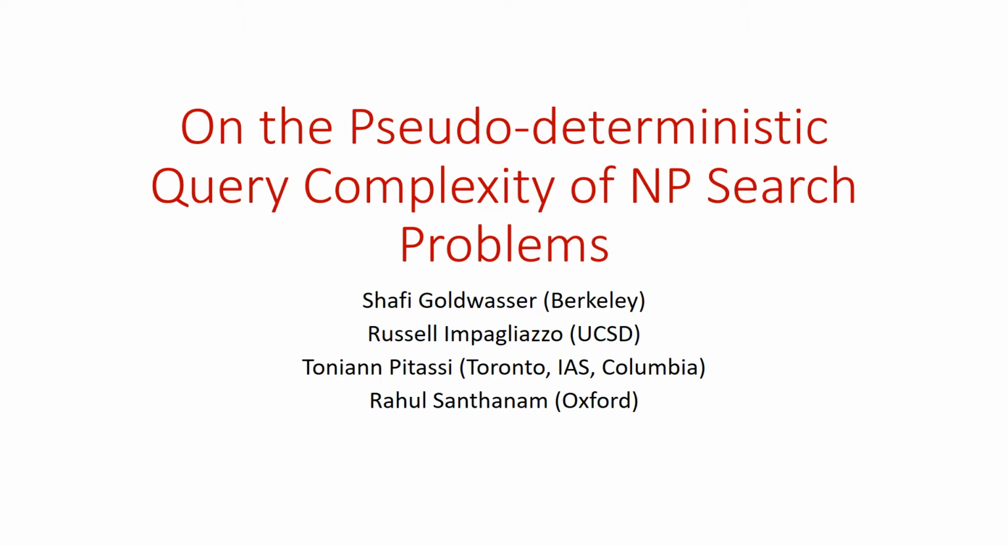So the title of the talk is probably mostly familiar to all of you who are complexity theorists, except perhaps for the term pseudo-deterministic. The terms query complexity and NP search problems are probably quite familiar to you. The term NP search problems means something slightly different in the query world than in the standard complexity setting, where you might be more familiar with it. But I will explain what the title means as we go along.